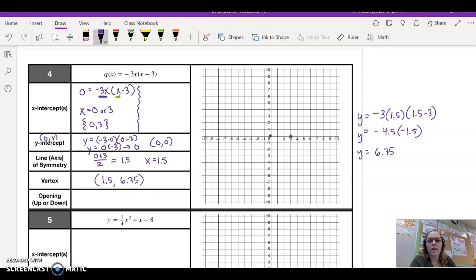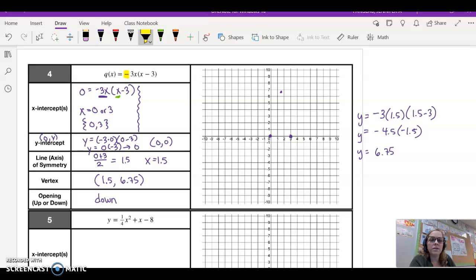That's it. Now, if I want to know if it's opening up or down, a couple of things I could do. I could go ahead and graph this, right? So (1.5, 6.75), so about right here. Well, if it was opening up, it wouldn't go through my x-intercepts. So it must mean that it's opening down. Okay? The other clue that I know that it's going to open down is right here. There's a negative sign out in front, right?